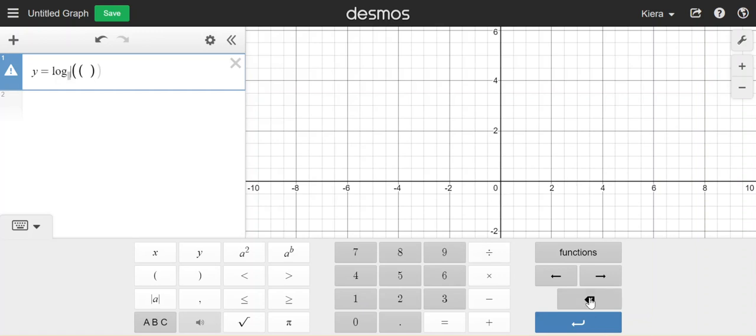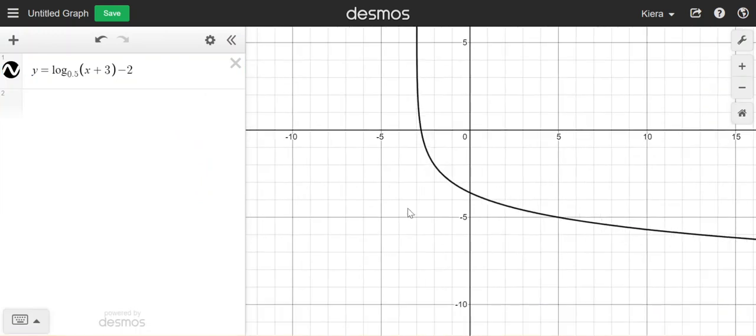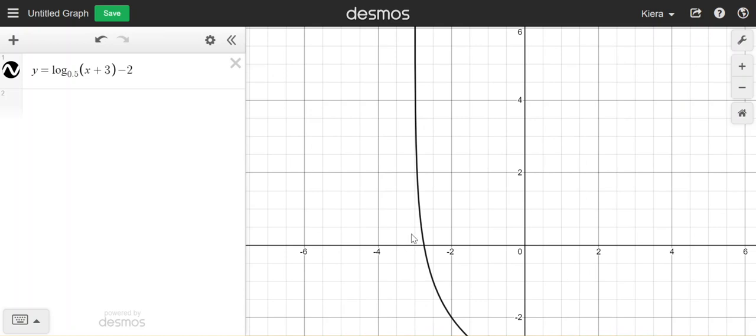We'll do it as 0.5. That will solve our problem. Get rid of these extra parentheses I made. All right, x plus 3. What is going on? Desmos has a mind of its own this morning. X plus 3. There we go. -2. All right, so our asymptote is still at -3.